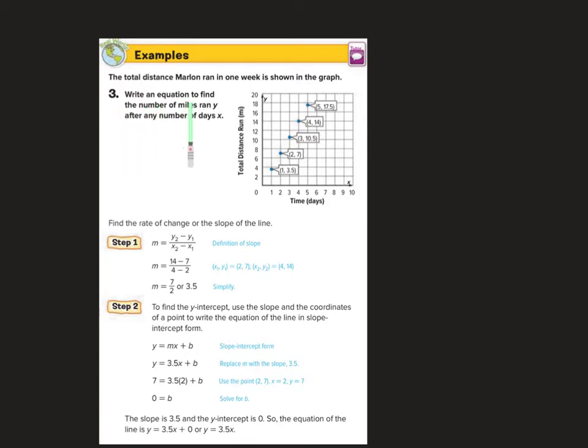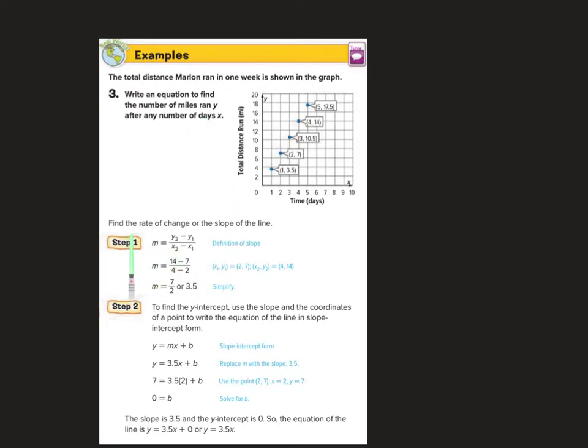The total distance Marion ran in 1 week is shown in the graph. So we've got our graph here with time on the x-axis and total distance ran on the y-axis, and we've got a series of points that have a set of coordinates that name each point. Number 3 is asking us to write an equation to find the number of miles ran y after any number of days x. So miles ran is y, number of days is x.